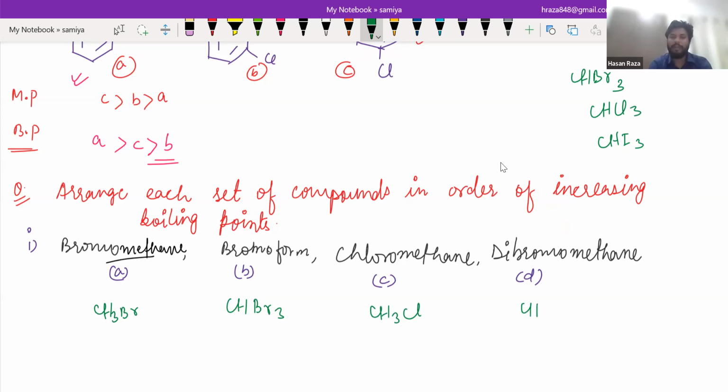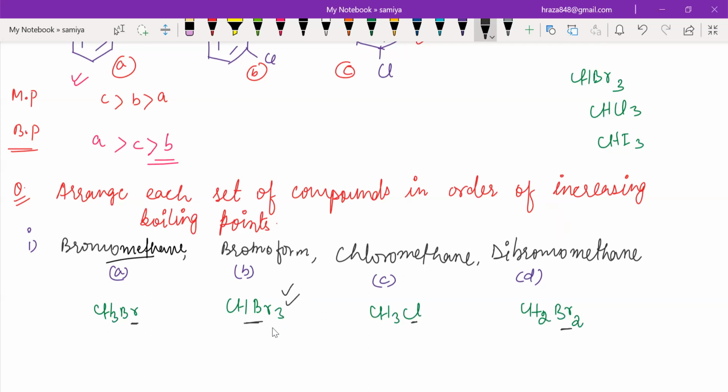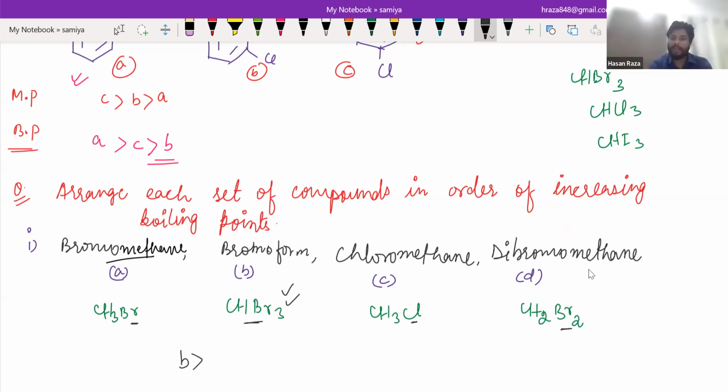Can anyone tell me which one will have the highest molecular weight? Since 3 Br is here, 2 Br is here, 1 Br is here, 1 chlorine is here, this will have the highest molecular weight. So that's why it will have the highest boiling point, B. And then D, then A, and then C. Was this your answer? B, then D, then A, C. Very good.